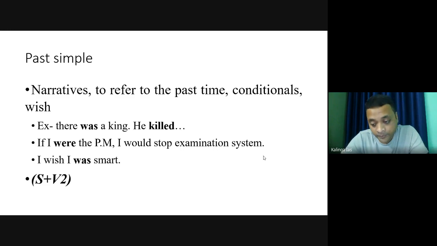These 4 aspects are immensely necessary. Let's discuss this. Use number 1 is narratives, to refer to the past time, and to talk about conditionals also. Narratives means storytelling. Use number 2 is to refer to the past time.